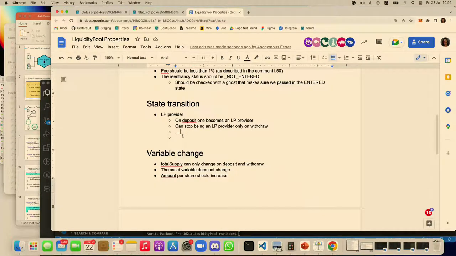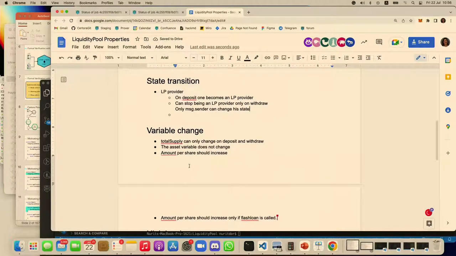Only the message sender can change his state. Total supply can only change. The asset variable does not change. This is nice, but if it's an immutable variable or something like that, then I wouldn't bother even writing a rule. Sometimes you do want to make sure it stays immutable, but I would say that this is a low priority property to write.